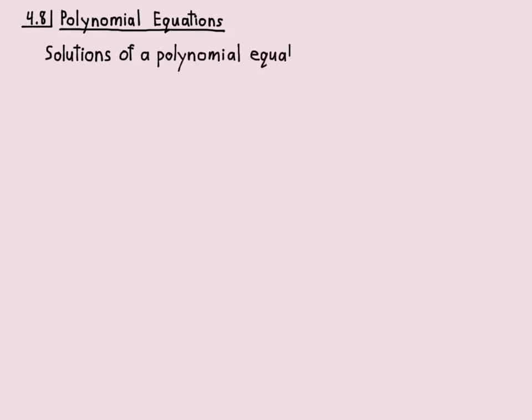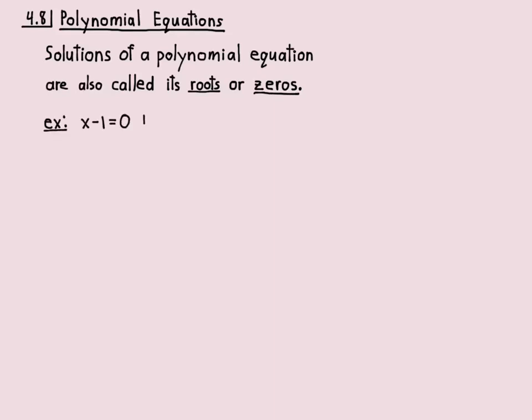This is the last section of this chapter that we're going to do. It's 4.8, Polynomial Equations. So solutions of a polynomial equation are also called its roots or zeros. So for example, this very simple polynomial equation, x minus 1 equals 0, has the root x equals 1, which is also called a solution of that equation, and it's also called the zero of the polynomial.